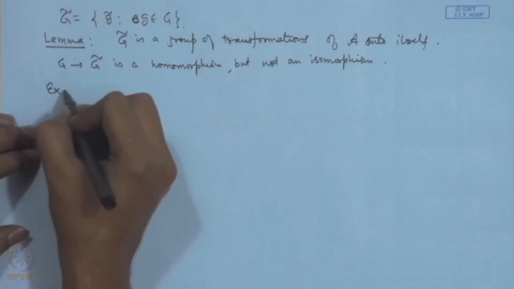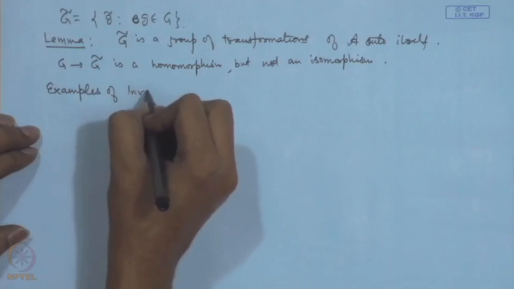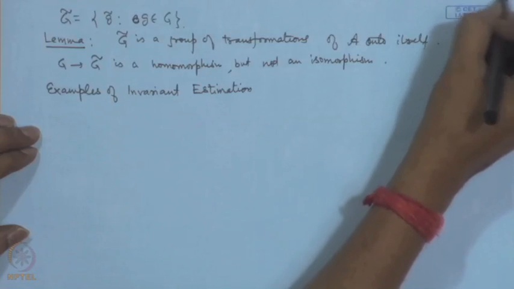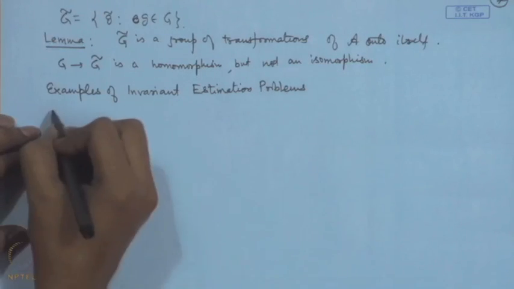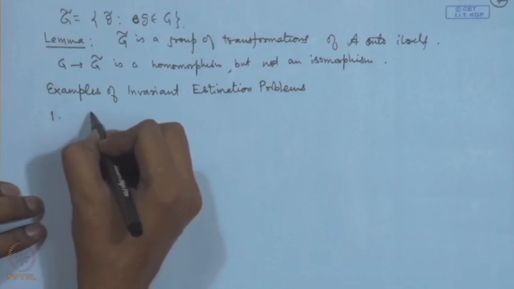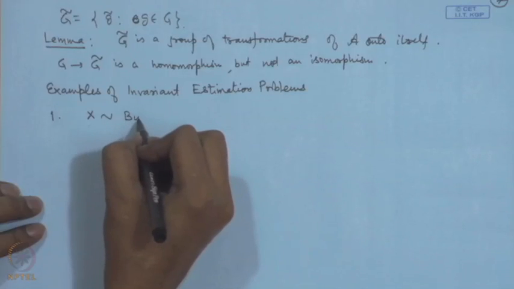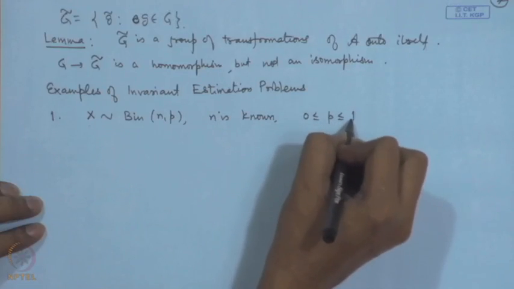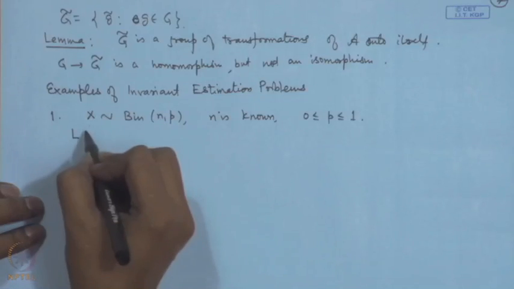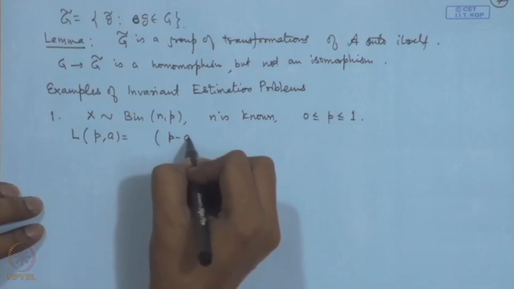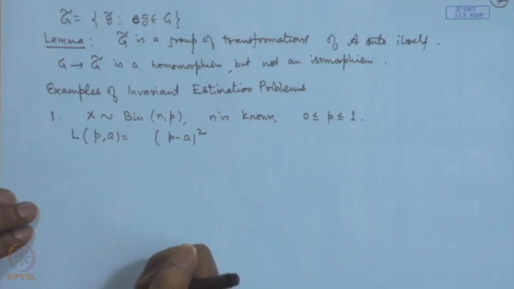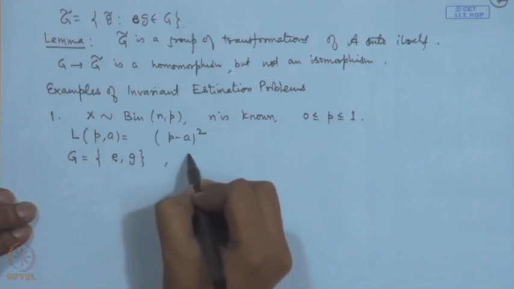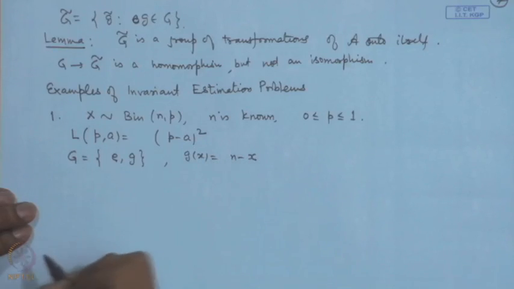Let us consider examples of invariant estimation problems. Let us consider, say, x follows binomial n p, n is known and p is any value between 0 and 1. Let us consider the problem of estimating p under the loss function, say p minus a whole square. So, this is a squared error loss function. Let us consider the group consisting of two elements, where e is the identity element and g is an element which takes x to n minus x.